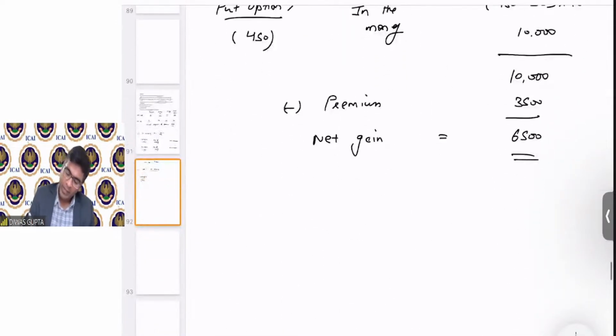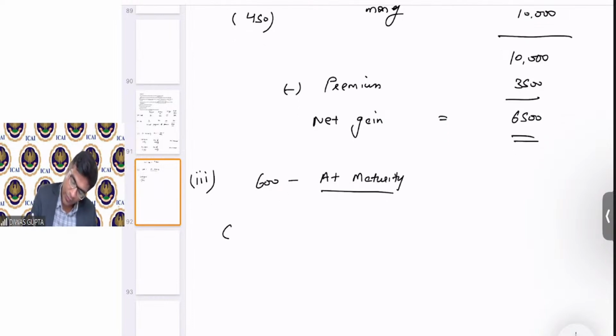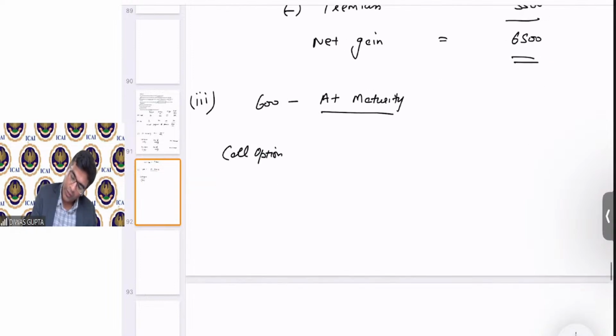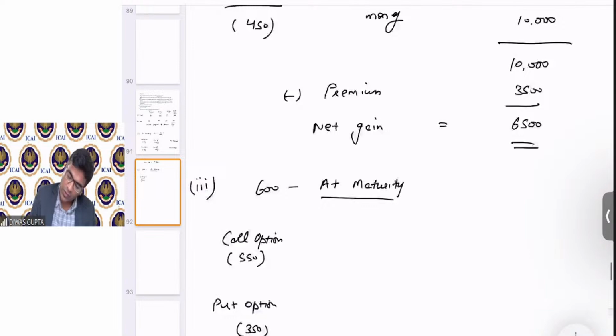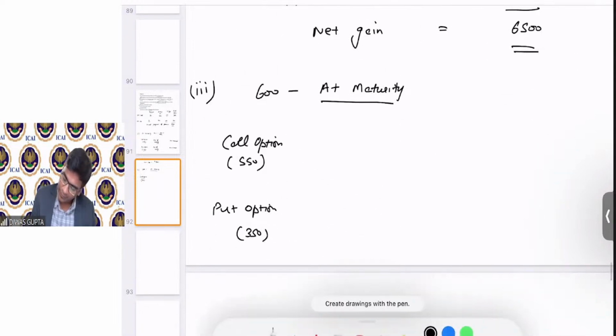Okay. Now, students, third part, it becomes 600 at maturity. Come on, now this will be very easy for all of you. Call option. Now tell me for both call option and put option, whether it will be in the money or out of the money. Call option, the exercise price was 550. Put option, the exercise price was how much? Sorry, 450.